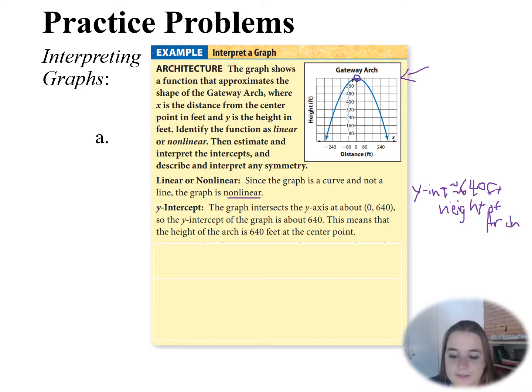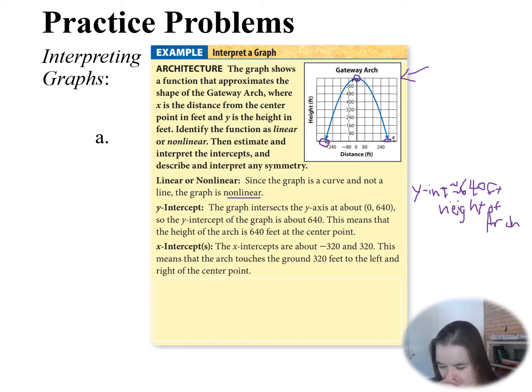So next thing I need to do is look for those x-intercepts, and I can estimate that it looks like it'll cross the x-axis here and here. Again, those are spaced out 80 feet apart. So my x-intercepts are at about negative 320 and positive 320.